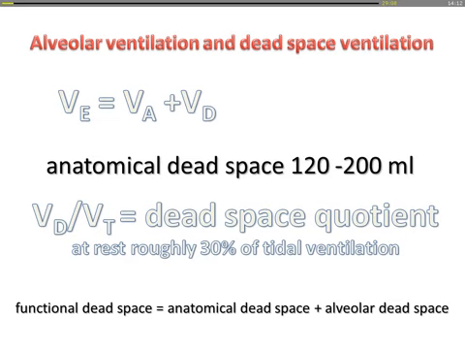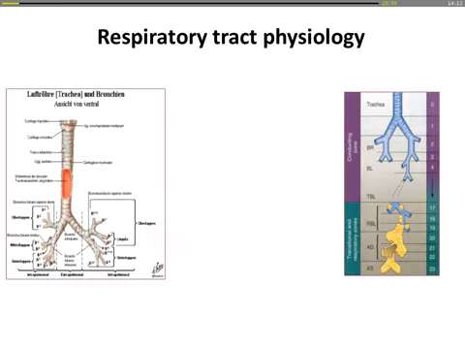You are all aware that the anatomical dead space is roughly, so we have to go through some numbers, 120 to 200 ml, and there is the famous VD/VT, dead space quotient, which is at rest roughly 30% of tidal ventilation. And we keep in mind functional dead space is anatomical dead space plus the alveolar dead space.